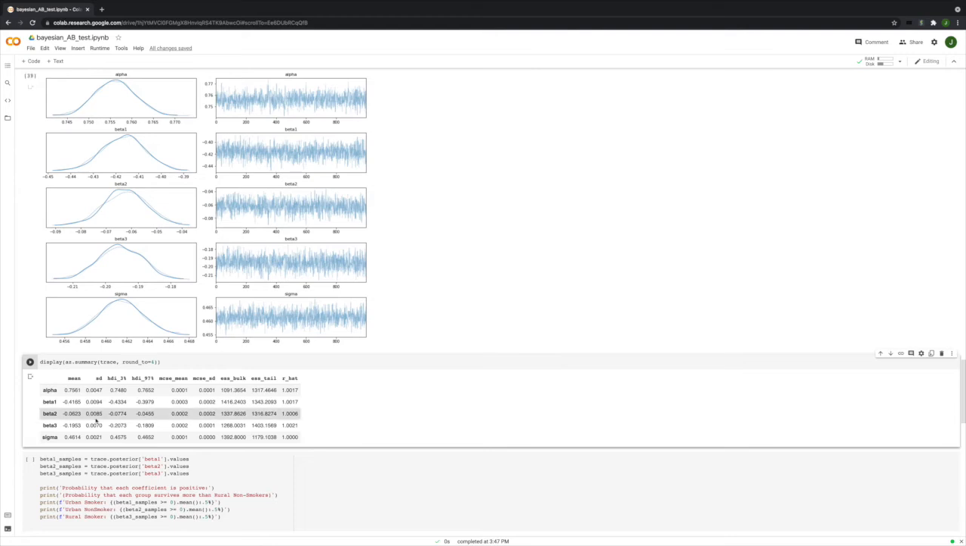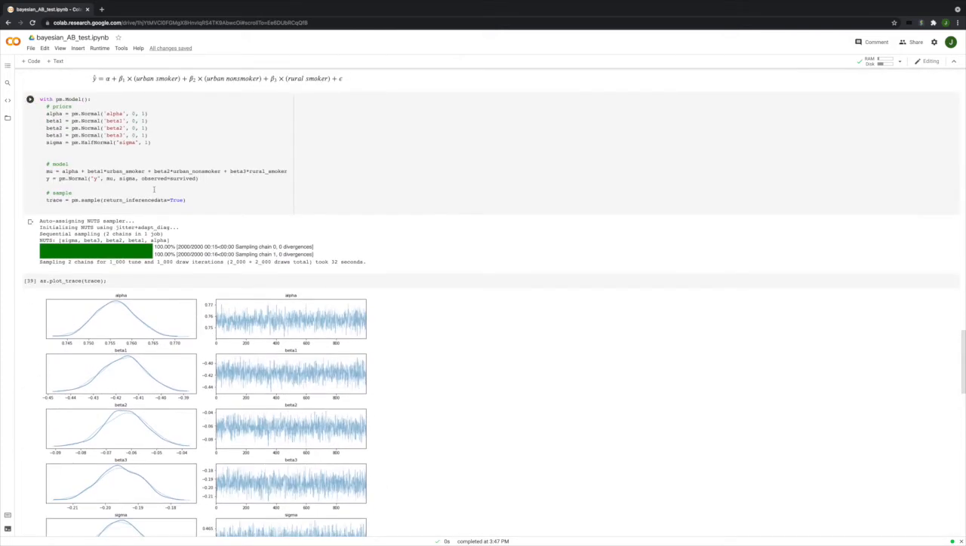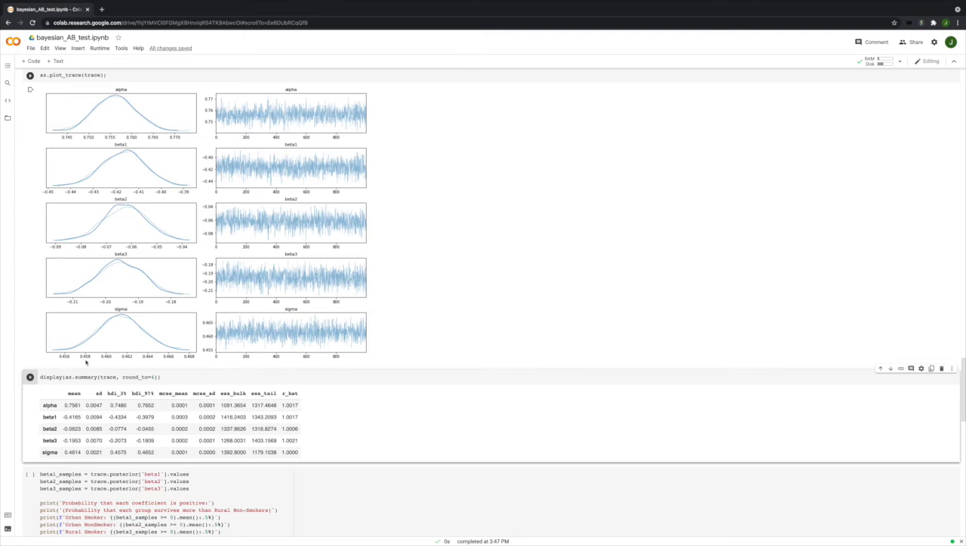That's pretty great. But you can see that all of our betas are negative, which tells us that being in any other group from rural non-smokers is bad. Being an urban smoker means you're less likely to survive. Being an urban non-smoker means you're less likely to survive. And being a rural smoker means you're less likely to survive. We can look at our confidence intervals here for these. This is a 94% confidence interval, and 0 does not appear in any of these, so that would indicate a p-value being quite low in a traditional setting.